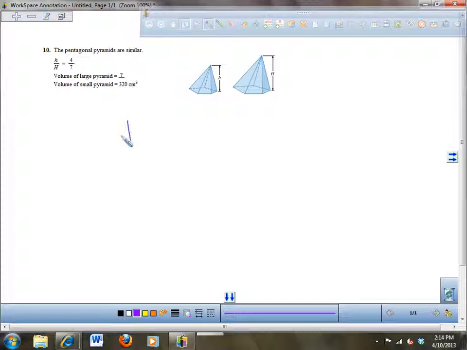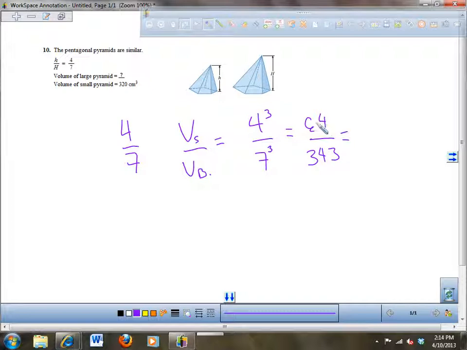Well, if the ratio of the heights is 4 to 7, what is the ratio of the volume of the small to the volume of the big? It's 4 cubed to 7 cubed, right? What's 4 cubed? 64. Anyone know what 7 cubed is? Well, it's 49 times 7. 343, okay? So 64 is to 343 as the volume of the small pyramid, 320 cubic centimeters, is to the big one. And then you just cross multiply and solve that one. So you don't have to know the dimensions of the pyramid if you know they're similar, okay?